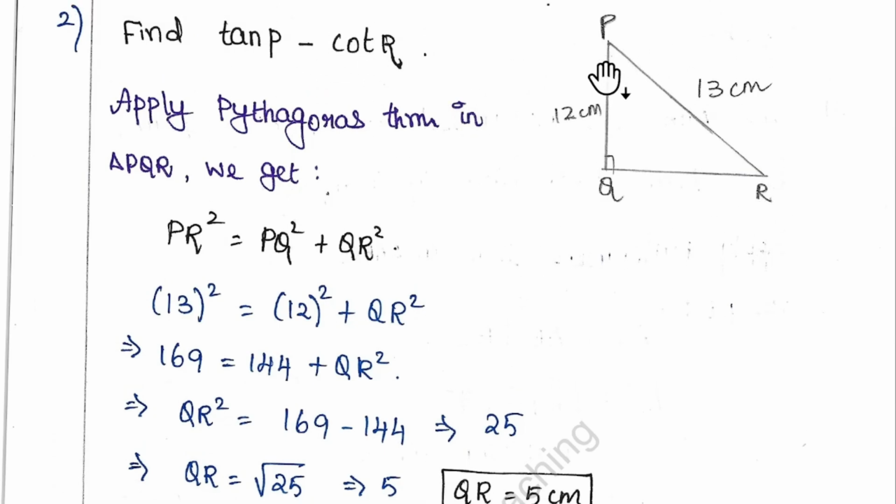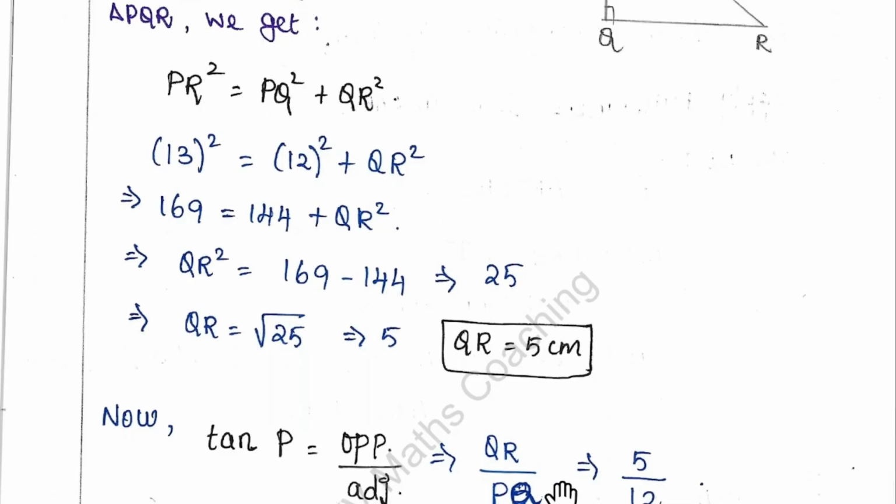For tan P, place the theta in the P. So tan P is what? If theta is placed here, opposite by adjacent. Opposite to P will be QR, right? QR is 5 centimeter. Adjacent is 12. So 5 by 12 is the tan P.